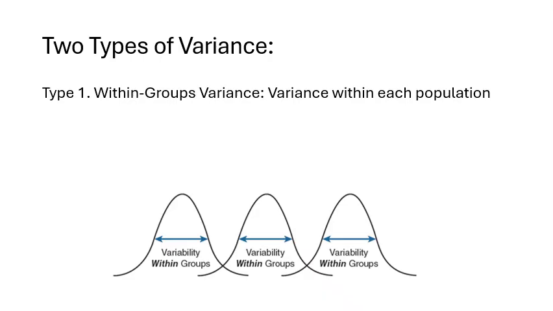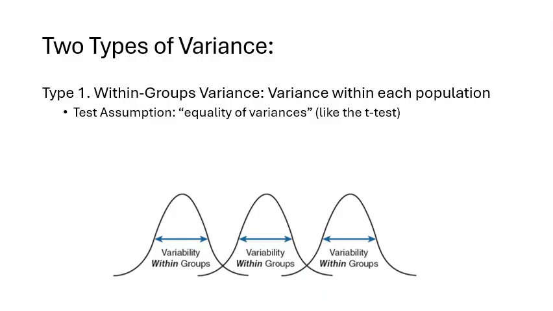So let's look at the 2 types of variance more closely. Type 1 is within groups variance, variance within each population. And you can see the arrows drawn here showing the variability within groups. That's what we're looking at. And we're going to use formulas to find out what this variance would be. And these formulas will resemble things that we've used in the independent samples t-test.